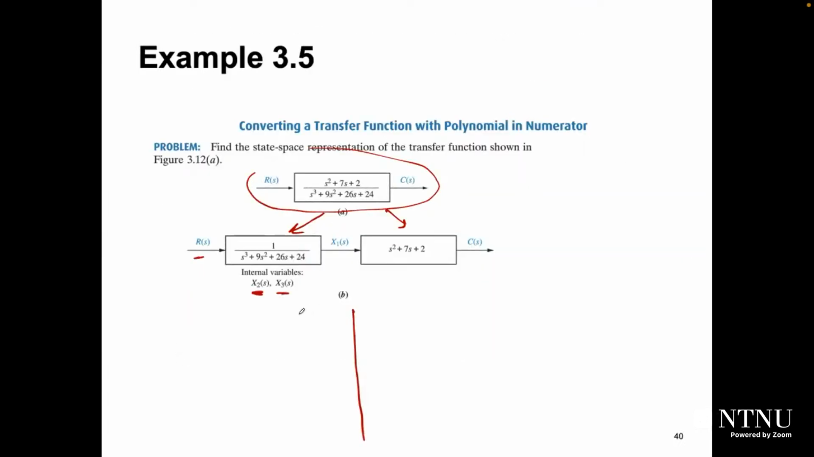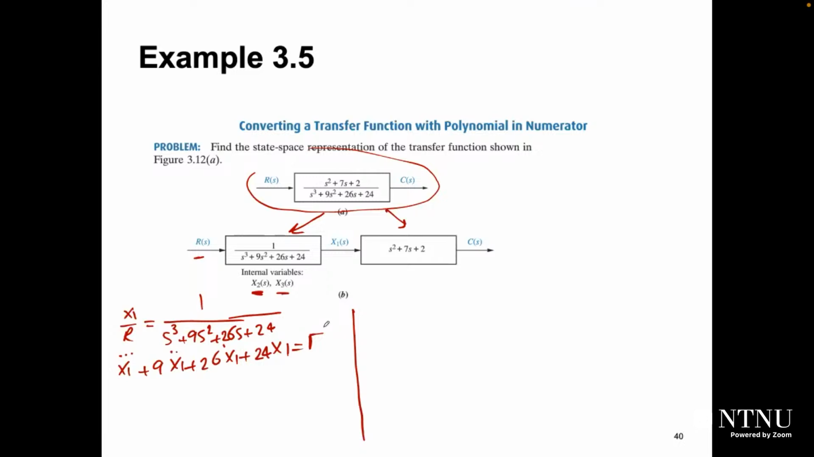And try to get the state space representation. We can start, in fact, with this one. We will have x1, or we can say that x1 of s divided by r of s equals 1 divided by s cubed plus 9s squared plus 26s plus 24. Do cross multiply and apply inverse Laplace transform. So it will be x1 triple dot plus 9 x1 double dot plus 26 x1 dot plus 24 x1 equals r, right?